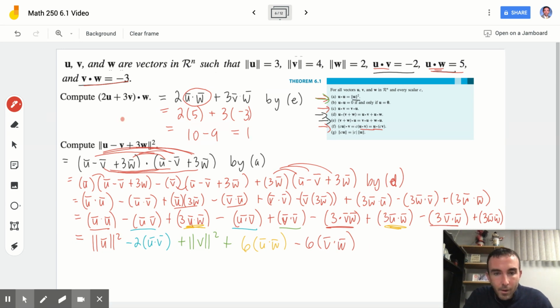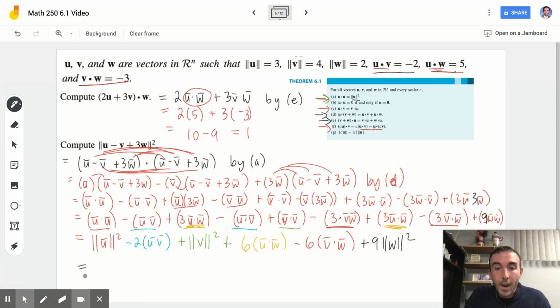And then I think the only thing left that I didn't touch was the 3 VW by 3 VW. I think I left out a 3. So this should be, so this last term is 3W by 3W. So that's actually 9W by W. So that makes a 9 norm of W squared. I apologize for missing the 3.